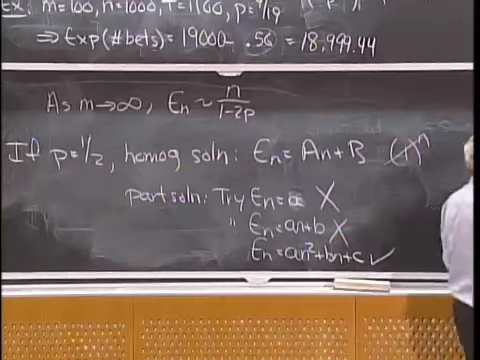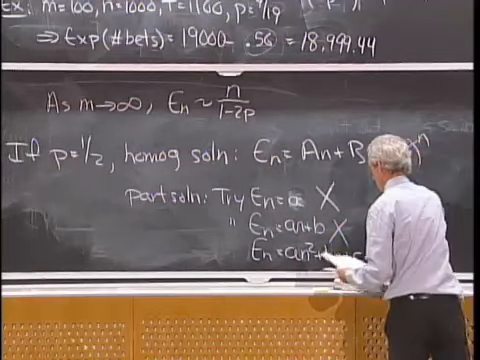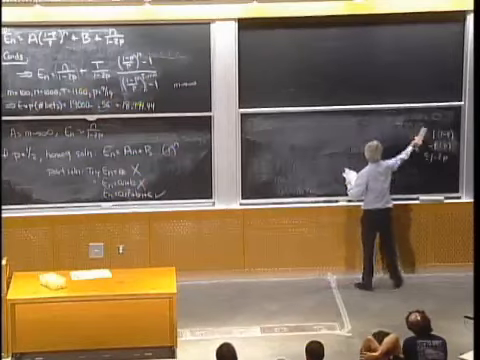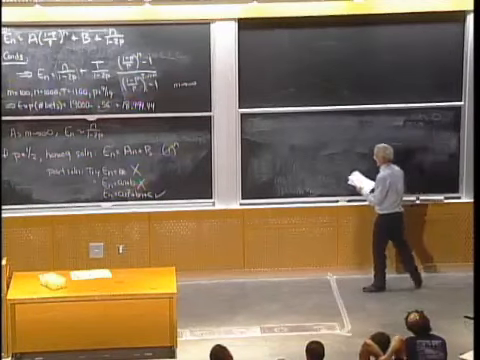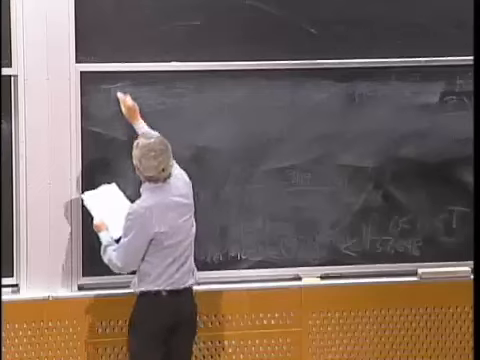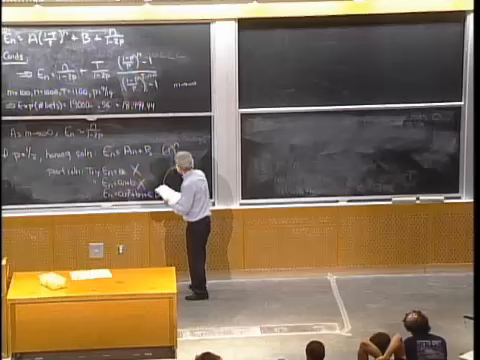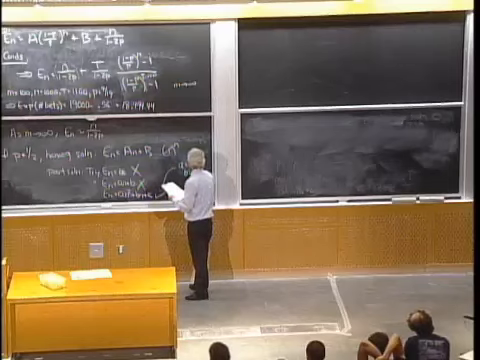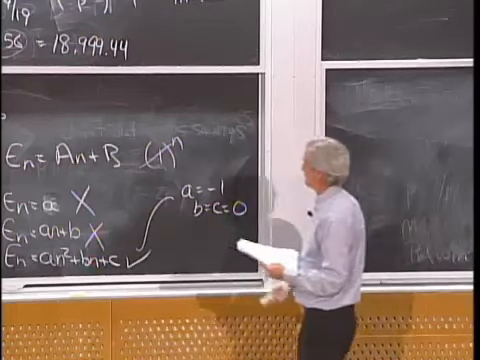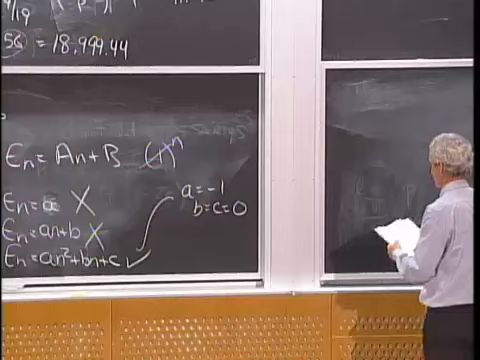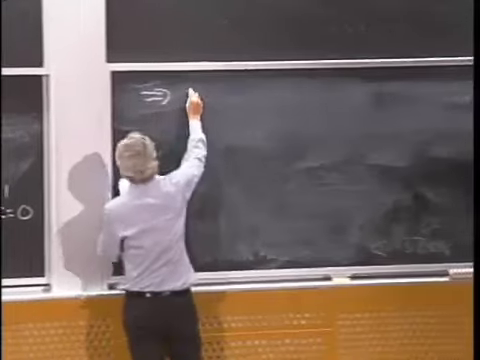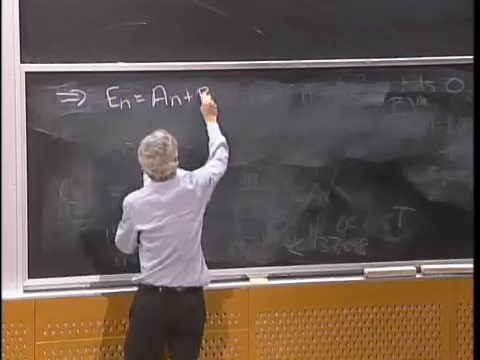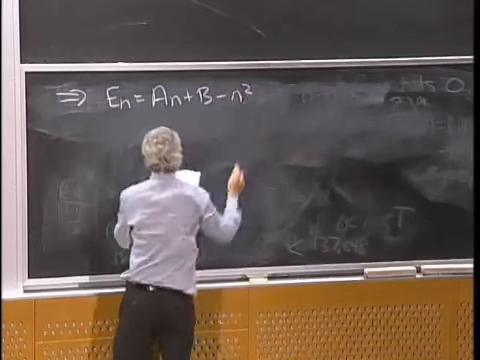OK? And the answer you get when you do that, I'll put the answer here. It turns out that A is -1 and B and C can be 0. So it's just going to be minus n squared for the particular solution. That means your general solution is an plus b minus n squared.